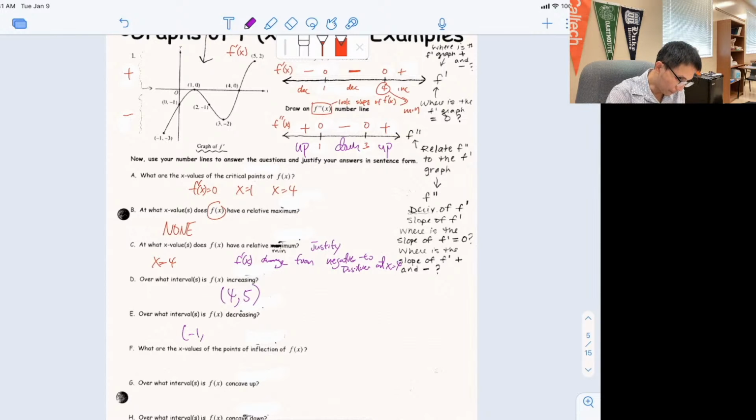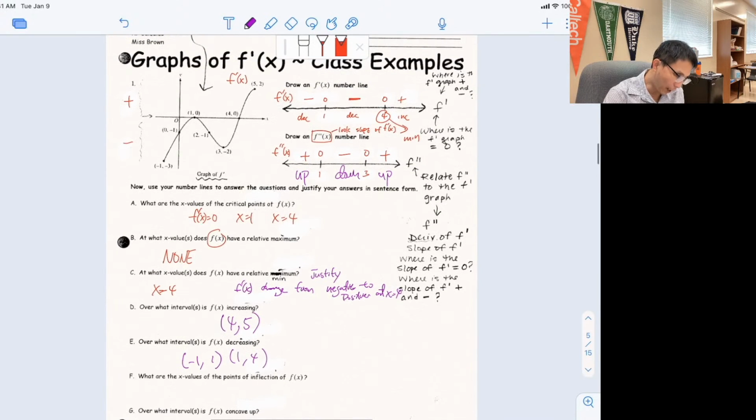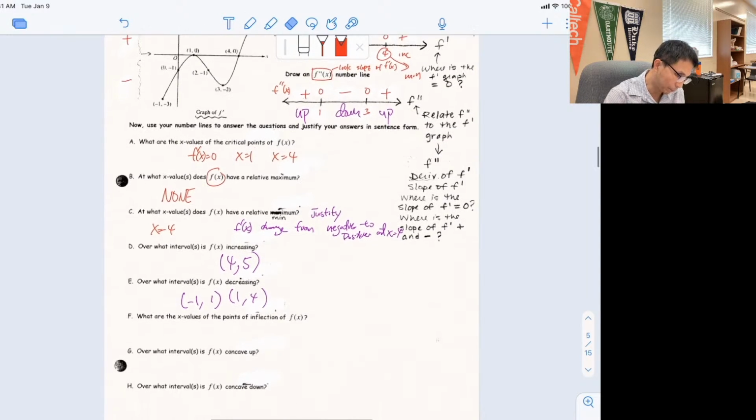Negative 1 to... No, not negative 1 to 4, because it breaks up into two pieces. Because what happened at 1? 1 is not really increasing nor decreasing; the slope is 0. So it stopped. At 1, I cannot count it as increasing. At that moment, it's not increasing. It was increasing, paused, and then increasing again. So that pause doesn't count as increasing. Oh, 1 to 5. No, 1 to 4, yeah.